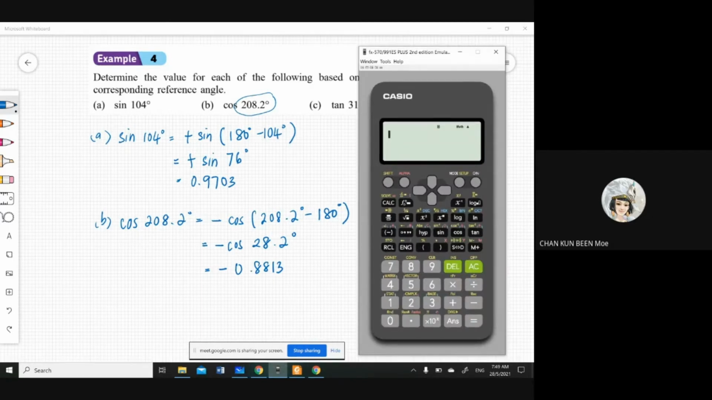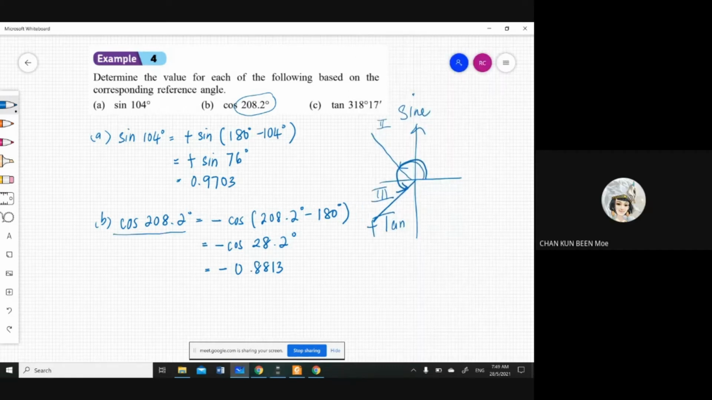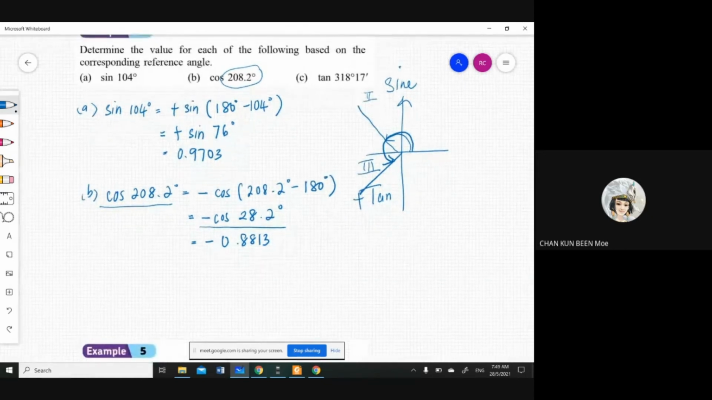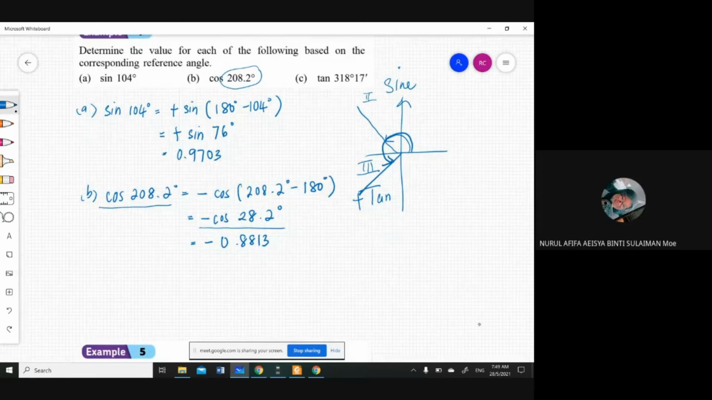You also can try out how much is cos 208.2 degree. So let us press together cos 208.2 degree. You can press the degree button here. Yes, the value is the same. So cos 208.2 degree is equal to negative cos 28.2 degree. Are you okay? Yes? Okay, we move on to the last one.